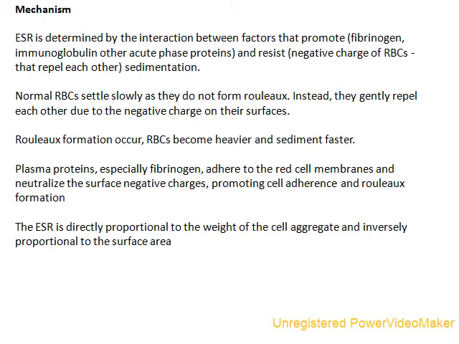So when rouleau formation occurs, RBCs become heavier and sediment faster. Now how does that happen? When there's an increase in plasma protein, especially fibrinogen, the fibrinogen adheres to the red cell membrane and neutralizes the surface negative charges. When these negative charges are neutralized, they stop repelling, and when they stop repelling, they promote cell adherence and rouleau formation. It's also important to know that ESR is directly proportional to the weight of the cell aggregate and inversely proportional to the surface area.